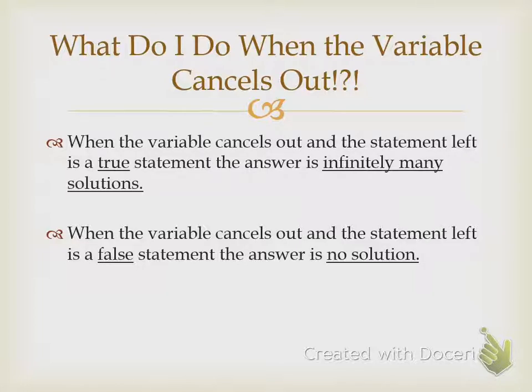Now, let's just practice this a little bit. Let's say the variable cancels and you're left with 7 equals 0. Is that a true statement? No. So what would your final answer be? No solution. Very good. Let's say the variable cancels, it goes away, and you have 6 equals 6. Is that true? Yes. So your final answer would be infinitely many solutions or infinite solutions. All right? So just keep this in mind. So when we reach that type of problem, you know what to do.